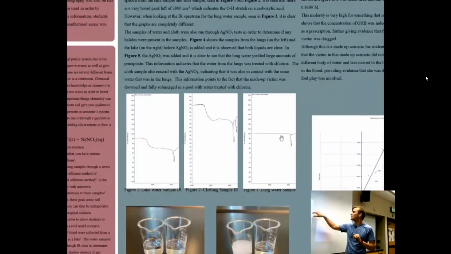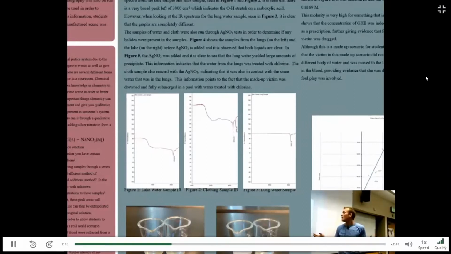And this is showing us that there's a difference from the lake water to the lung water, which implies that there are different sets of water, possibly a body was moved. So in figure 3 we don't really have much there, so we're thinking some purified source, possibly pool water. One way for us to test for that is to look for the chlorine that is often found in pool water, and we do that with a silver nitrate test.